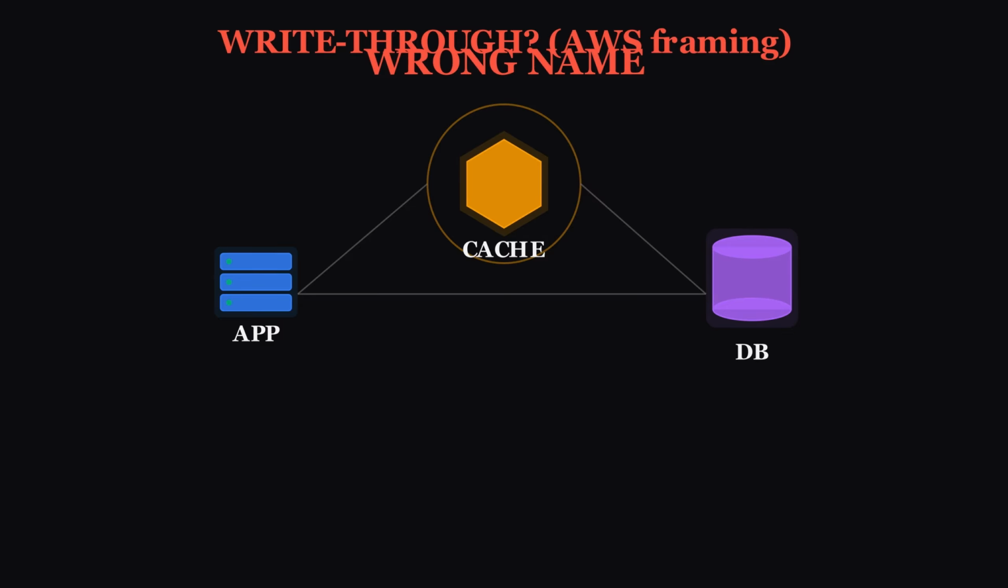If the cache isn't the write target, the name doesn't fit. Same diagram in 2 vendor docs, 2 contradictory definitions. When you read a caching post and see write-through, check what the cache is doing in the diagram.